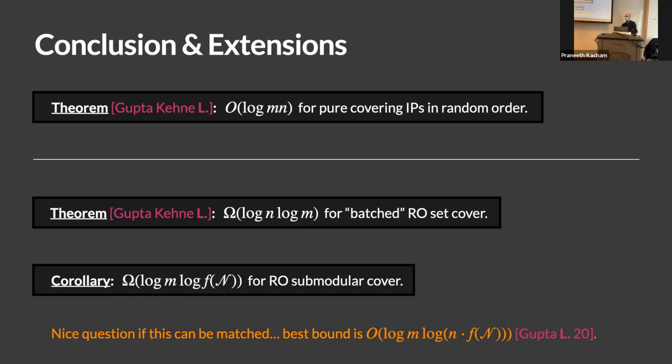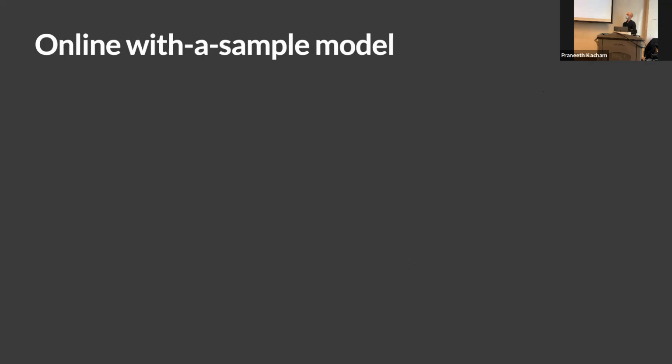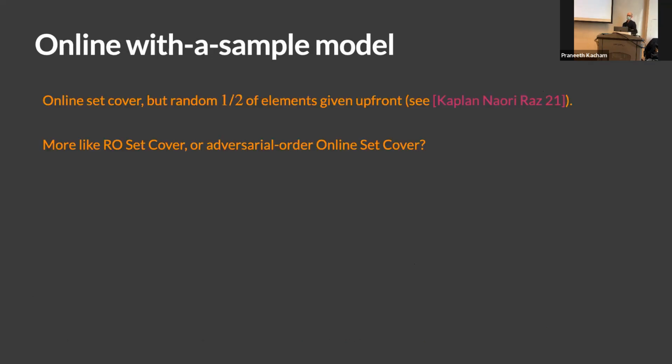The best known bound is from a paper of mine with Hanapam a couple years ago for the adversarial order setting, where we lose one of the log factors, which is a little bit bigger. So it's an interesting question if you can do better in random order. I don't know if I should, I'll just skip this as well.